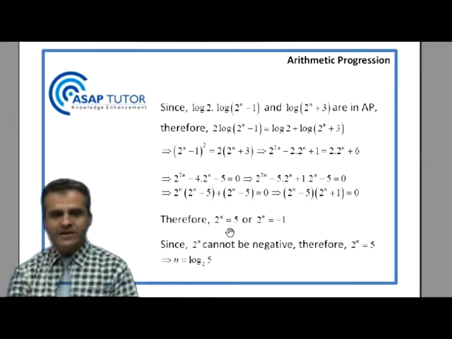Solving it, we get 2^n is equal to 5, or 2^n is equal to minus 1. Now this 2^n cannot be negative. We cannot have a raised to the power x equal to a negative value. So therefore 2^n is equal to 5, which means n is equal to log base 2 of 5. So the correct answer is log base 2 of 5.